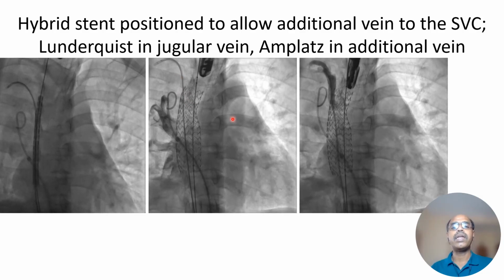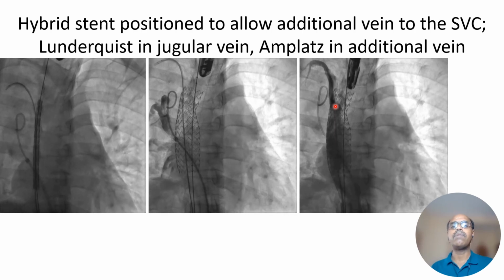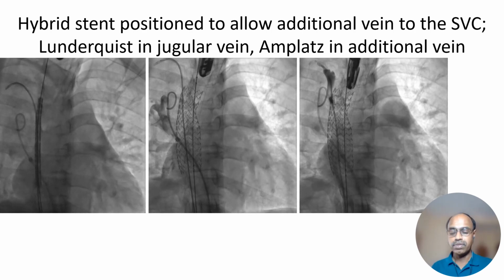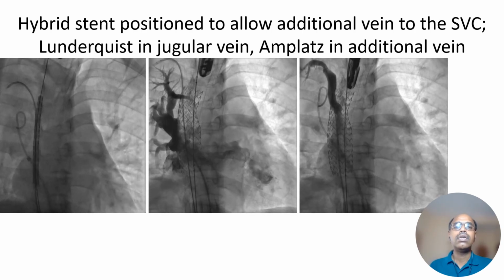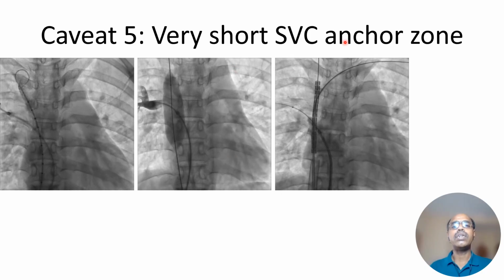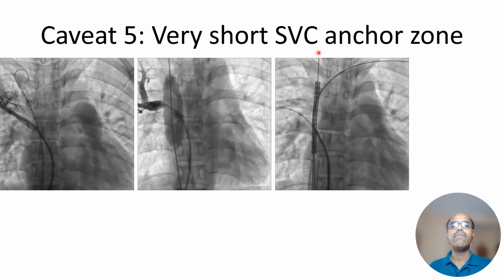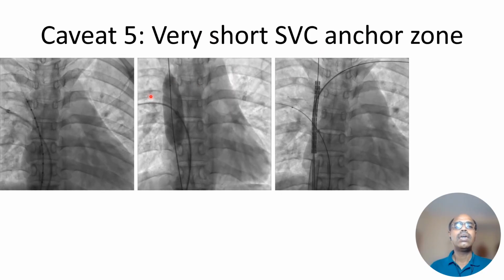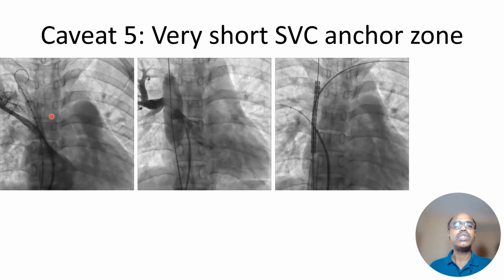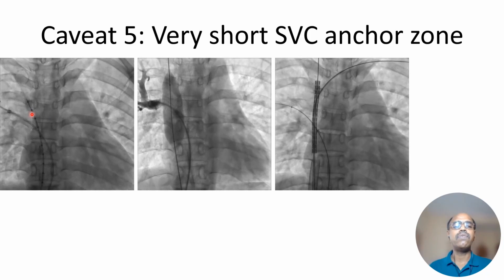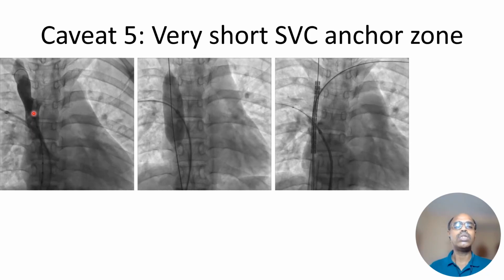Invariably, the additional pulmonary vein will drain into the superior vena cava. So this is that additional pulmonary vein draining into the superior vena cava. The next caveat is a very short SVC anchor zone, where there is inadequate anchor. In that case also we use the same strategy, the same hybrid stent. This is a very short SVC anchor zone, just 1 centimeter.